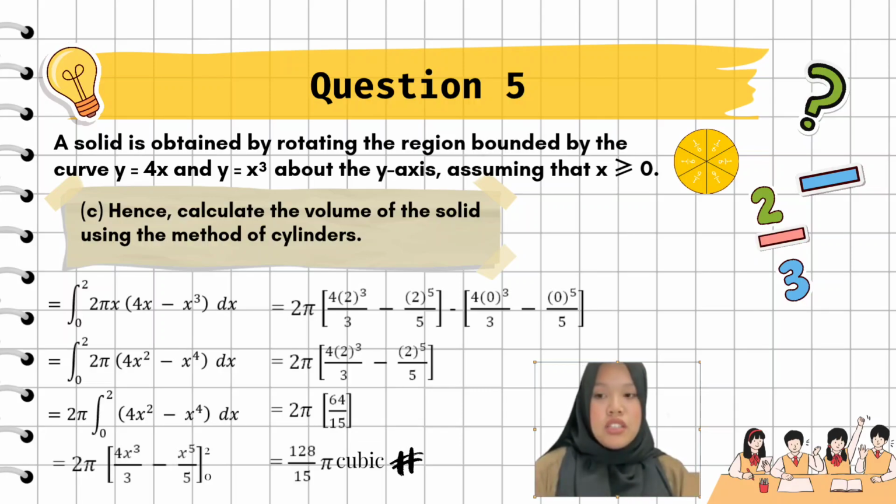So we will get 2π times 4 times (2³/3 − 2⁵/5). So the answer is 2π times 44/15. So the final answer for this question is 128/15 π cubic.